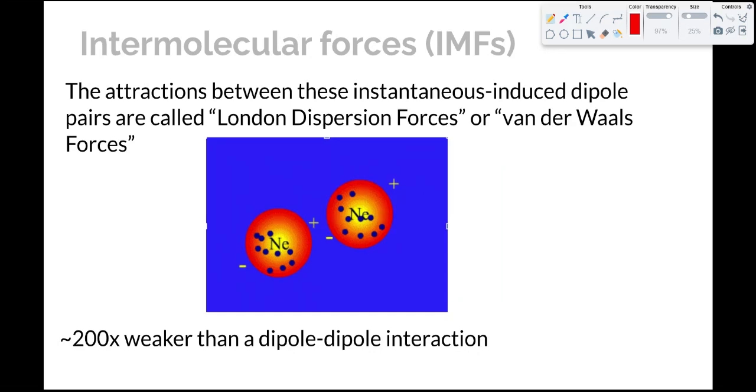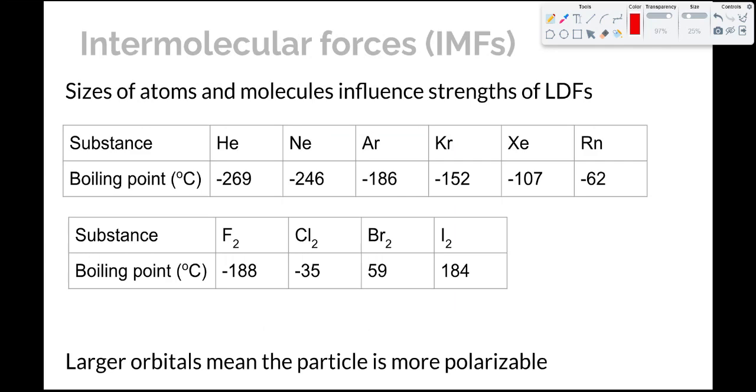However, there are some things that influence them to be relatively stronger or weaker. One of them is the size of the atom or the molecule. Here we have noble gases arranged in increasing size order. So helium is at the top of the column, that's the smallest one. Radon's at the bottom of the noble gas column, that's the largest one. And you can see that the boiling points go up as the size of the atom increases. The same thing is true for these halogen molecules. F2, that's the top of the halogen column. Iodine is at the bottom of the halogen column. And again, we see the boiling points get bigger as the atoms get bigger.